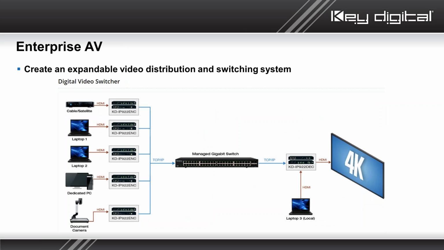Here's a video switcher complete with a local HDMI input connection, where our laptop 3 is connected there at the bottom right of the screen. We see that because the decoder, IP922 DEC decoder unit, does have a local HDMI input. We'll give you some details on that, but you could build a perfect system for your conference room this way with the IP922s, extremely low latency because of the Motion JPEG 2000 compression.